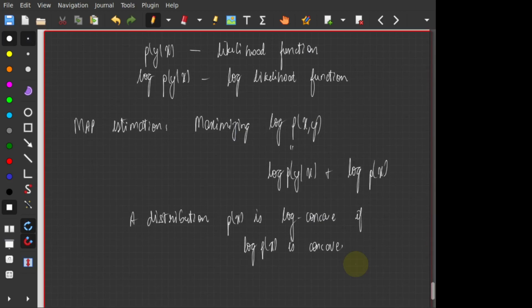So as long as you have to maximize some kind of a log likelihood function where the distribution is log concave, this effectively amounts to solving a convex optimization. So maybe this is a good point to stop. Let's continue on Monday. Any questions so far?